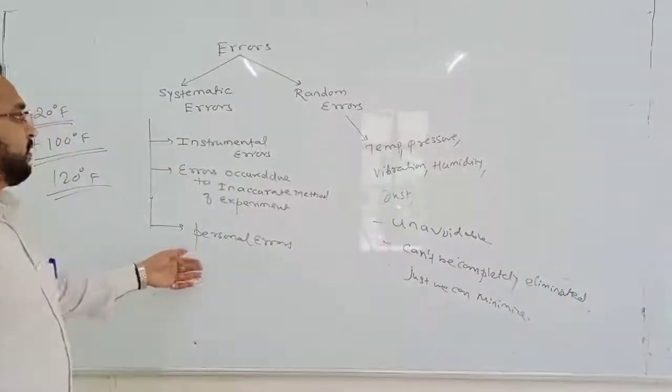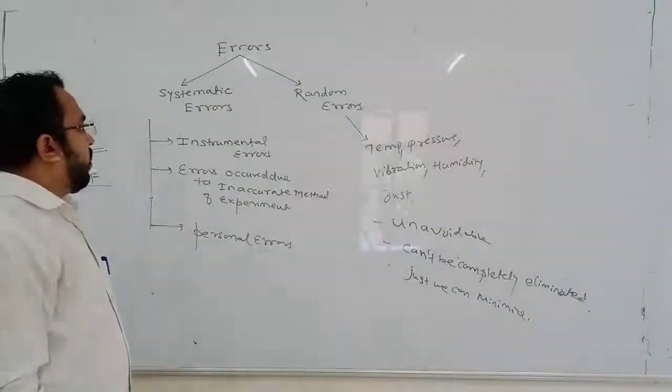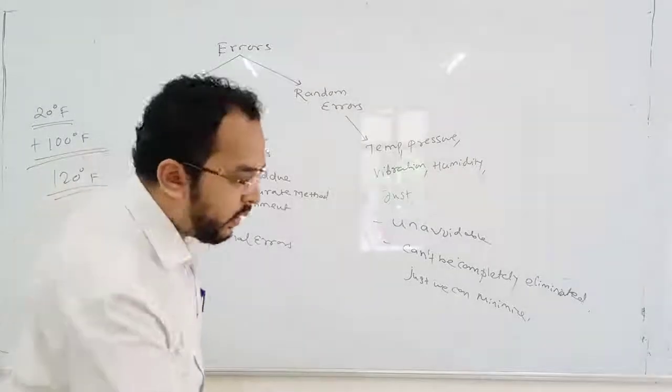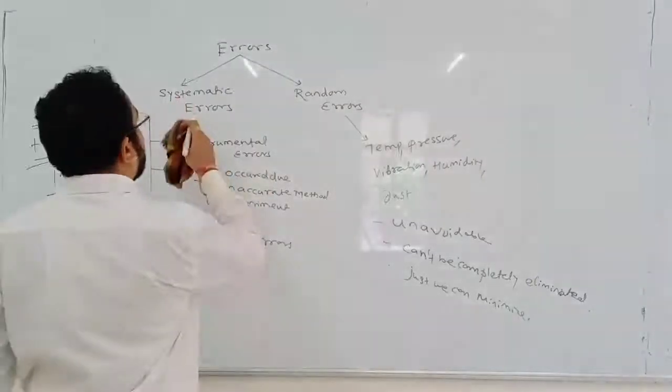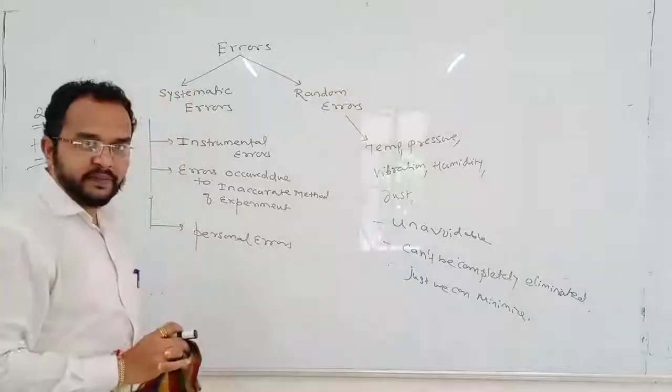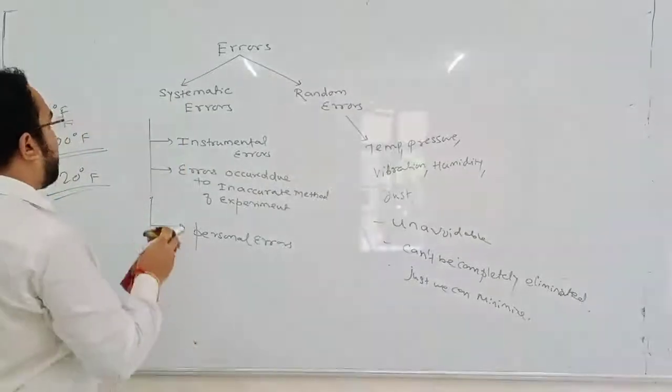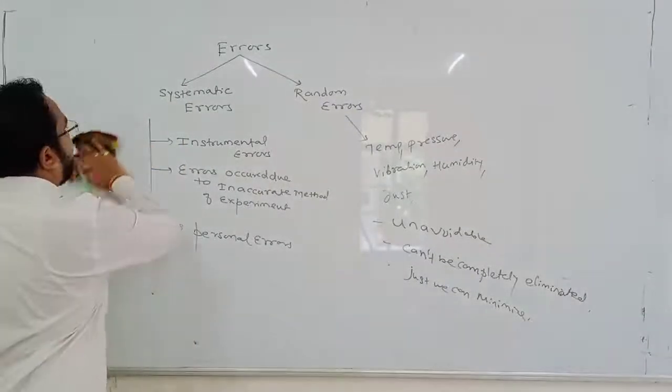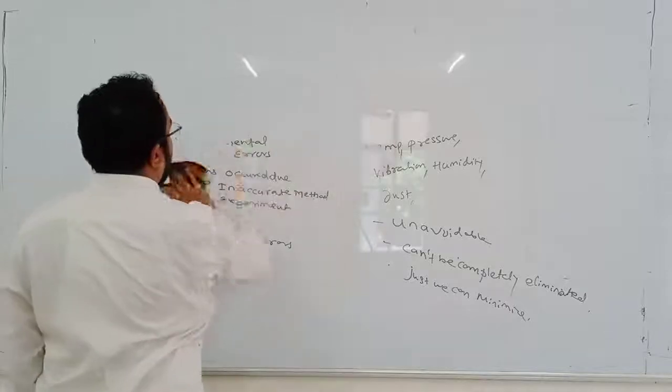Okay. So this is personal error. So this is about errors. Now these are the types of theoretical errors. But to calculate mathematically, we have different few terms.